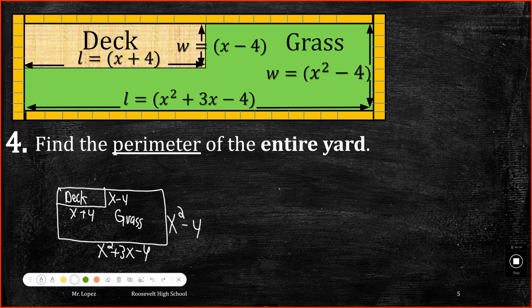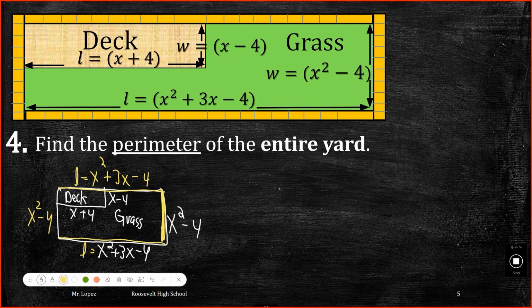So now let's go back to this. Find the perimeter of the entire yard. Would you agree, everybody? If the bottom is this L here, wouldn't the top be the same as the bottom? Yes or no? So wouldn't this also be x squared plus 3x minus 4? And if this is the width here, wouldn't that be the same over here? Yes or no?